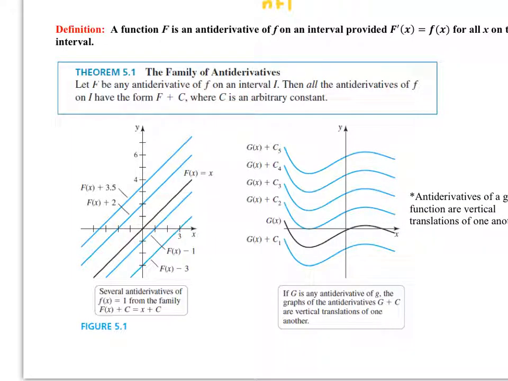So here you can see this idea of plus c, right? So the family of antiderivatives: let F be any antiderivative of little f on an interval I, then all the antiderivatives of f on I have the form capital F plus c, where c is some arbitrary constant. You can see the slope at any point on any one of these curves is going to be equal for every x value. Therefore, we have to throw in that arbitrary constant at the end.